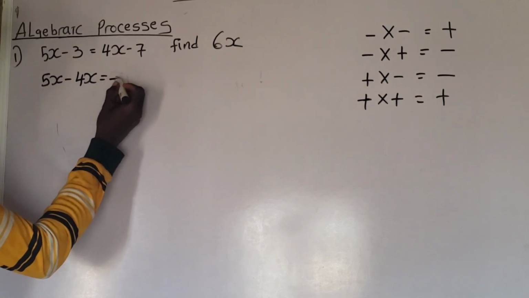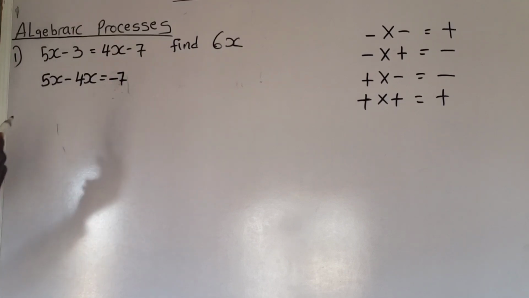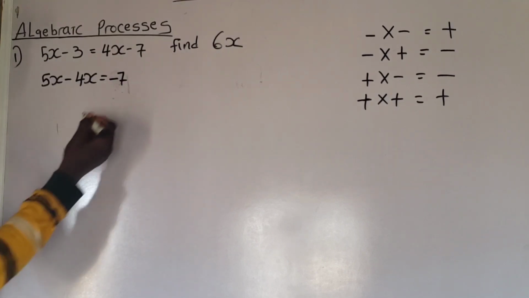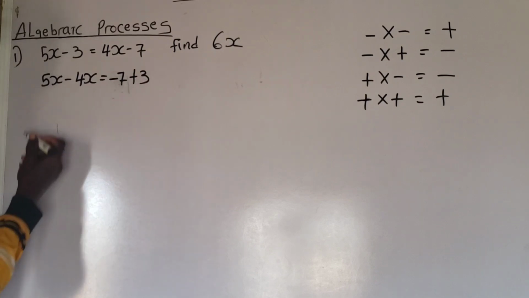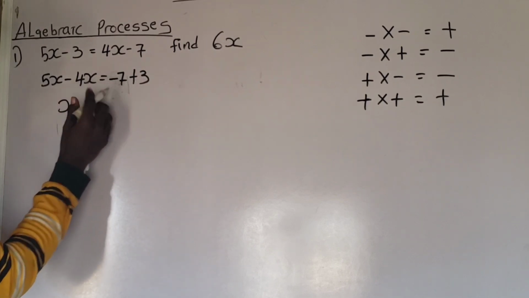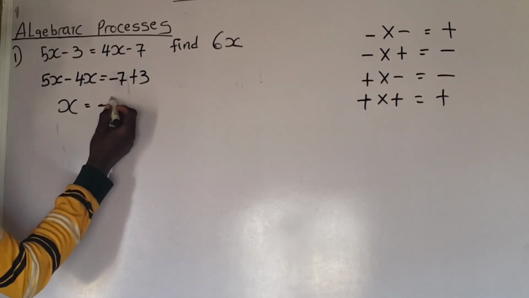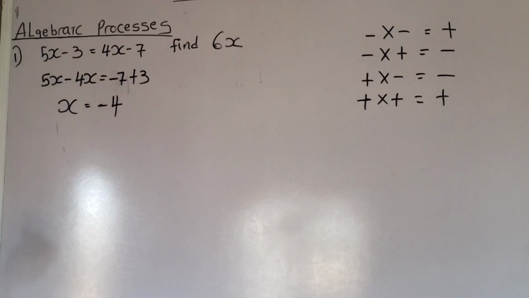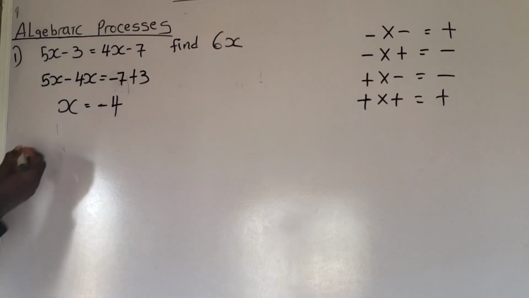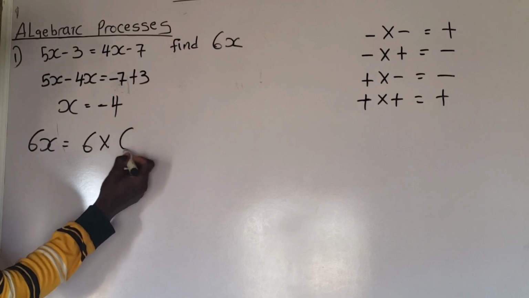Now, if this negative 3 crosses the equals sign to the right hand side of the equation, it's going to change to a positive sign. So I'm going to have positive 3. So 5x minus 4x, that is what? x. Negative 7 plus 3, that is what? Negative 4. Now, having known that the value of x is negative 4, we can determine the value of 6x. 6x will now be equal to 6 multiplied by negative 4.